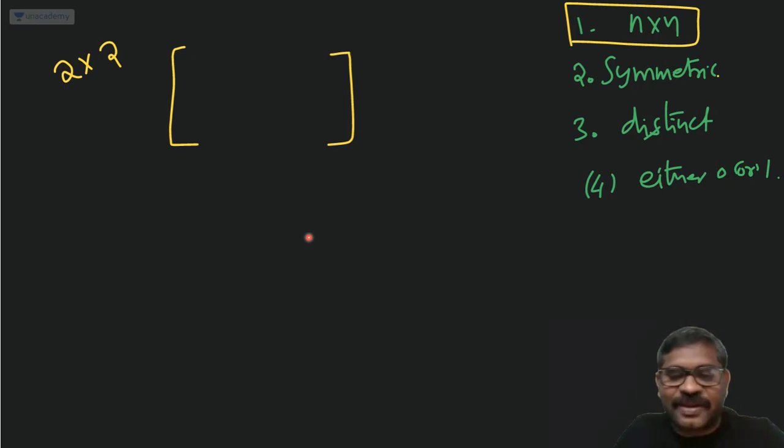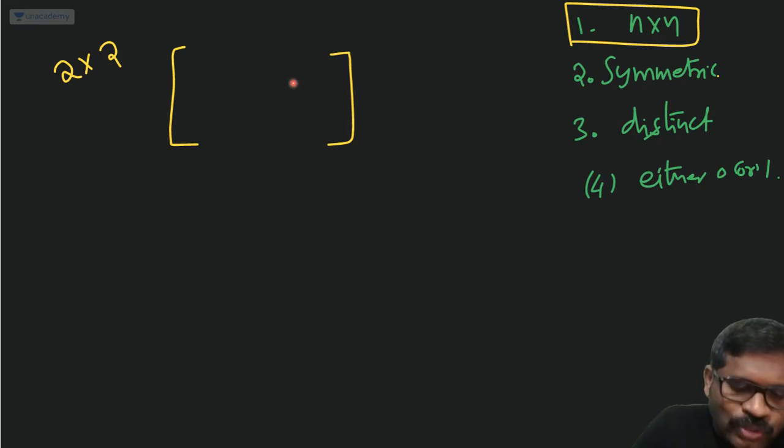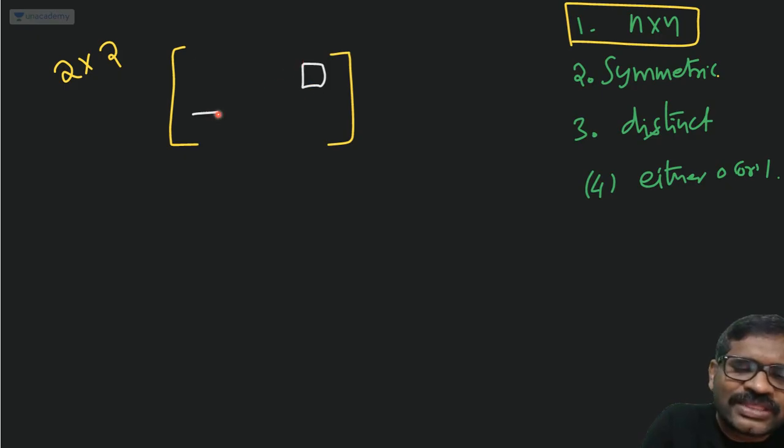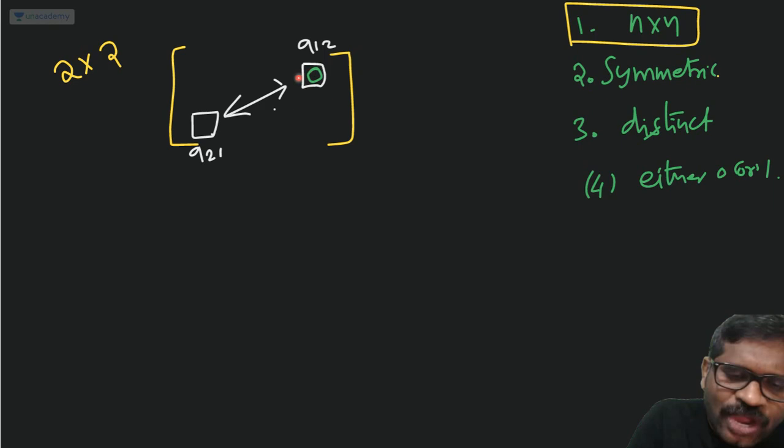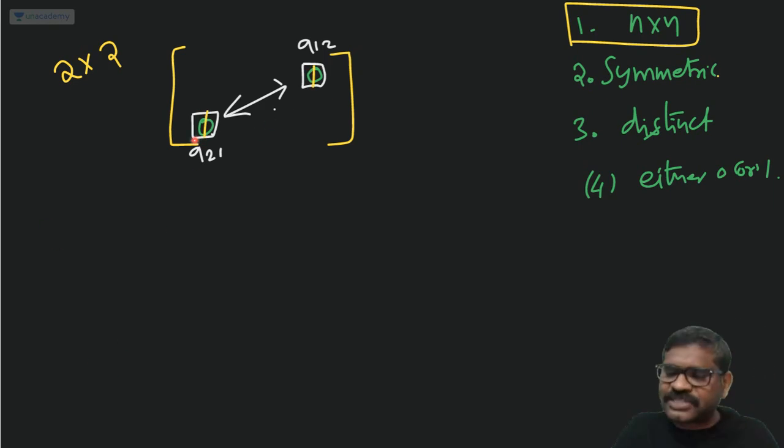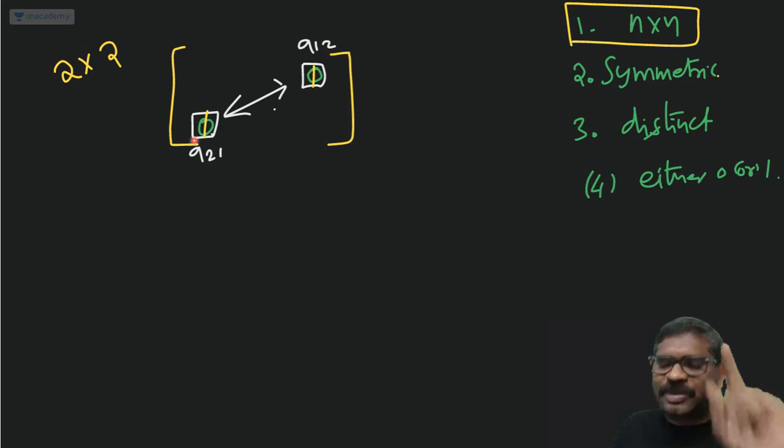Concentrate here. A12 must be equal to A21. This is A12. This is A21. These two entries must be same. Same, not similar, same. If you fill with 0, you have to fill with 0. If you fill with 1, you have to fill with 1. Understood? When you maintain those two entries the same, automatically your 2 cross 2 matrix would be symmetric.